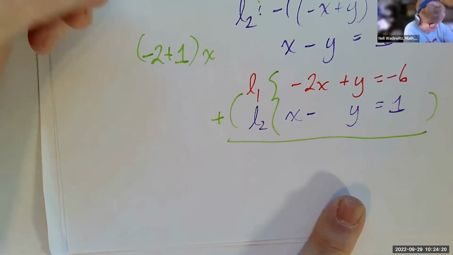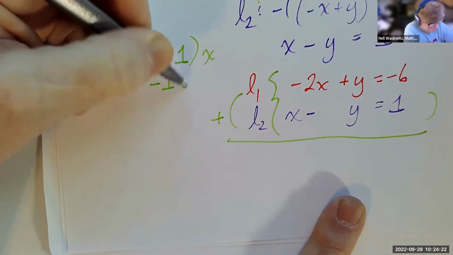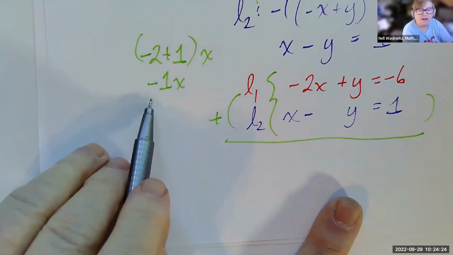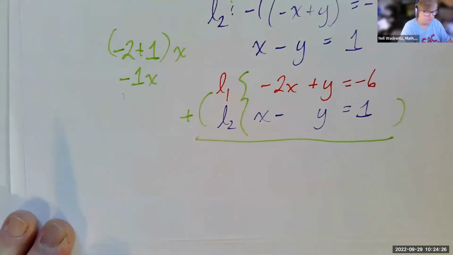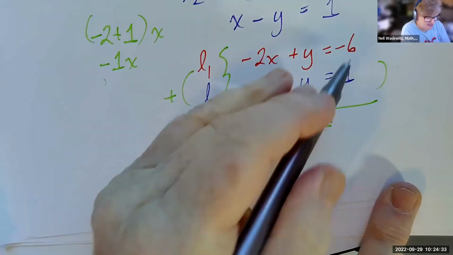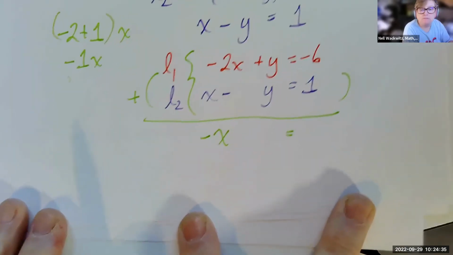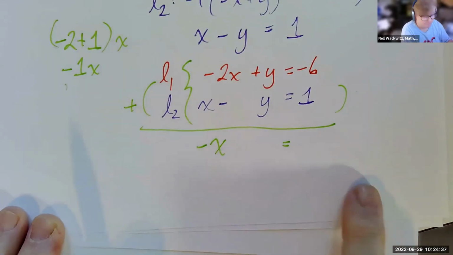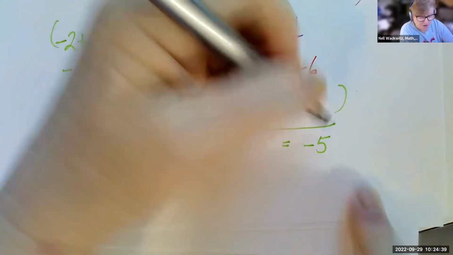-1. And if I have -1x, do I need to write the 1? No. Okay, good. The y's are gone. What is -6 plus 1? -5. Good.